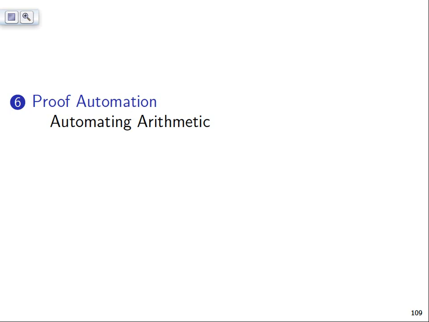Yes, automating arithmetic, that's a separate topic. I think I would first want to demonstrate what we've seen so far in the demo file, and then we come back to automating the arithmetic part.